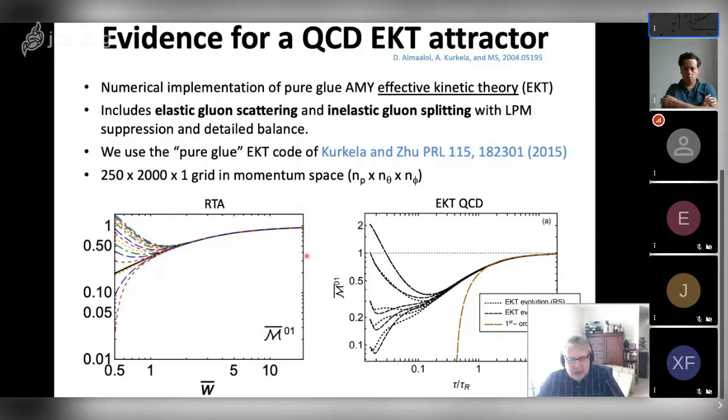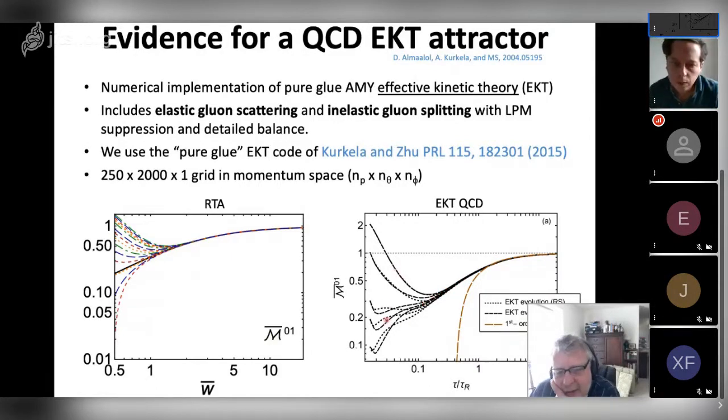So these were the old plots, same thing, M01 bar here, M01 bar here. This is now the QCD result. And again, for your eye, I put the first order gradient expansion, and we can see that on this rescaled time axis at around 1, it starts working, but we can see there's some curve that extends back further in time.